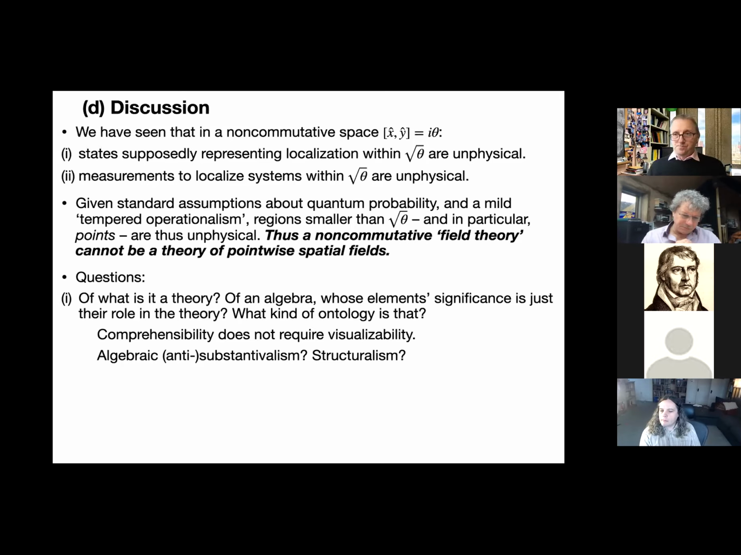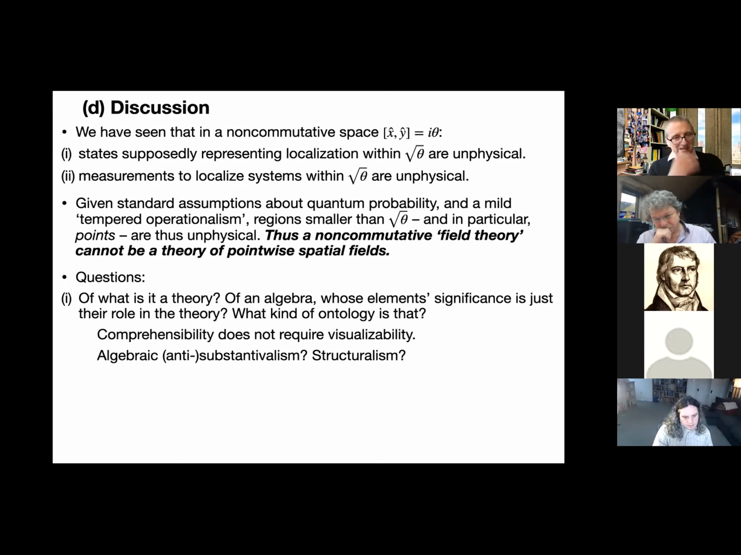Those elements of the algebra don't have to be interpreted in terms of fields in space-time, but rather by their role in the theory, in the dynamics and the rest of the kinematics. But what kind of ontology is that? One kind of thought here is to balk at the idea that there could be things that aren't spatio-temporal, but such things perhaps aren't even comprehensible.